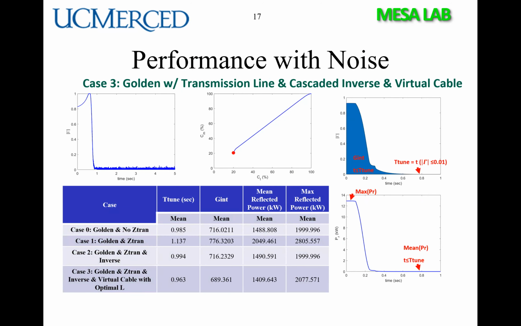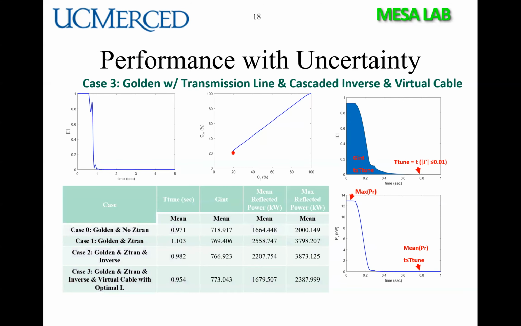And if we check the performance under noise, you can see that if you compare case 0 and case 2, we canceled out the Z transmission not 100% by just the inverse, but there's still some improvement in terms of the performance metrics with the effect of the noise. But if you check the virtual cable with optimal length, it is still better in terms of all of the performance metrics.